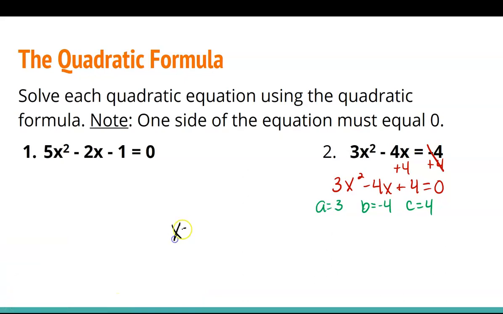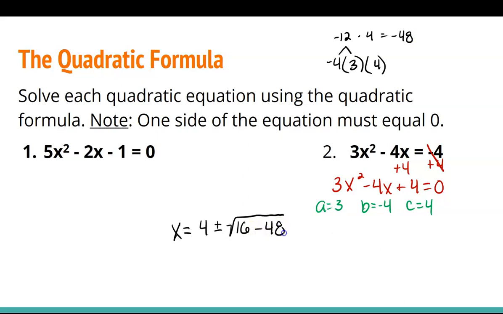So we will have x is equal to a negative b, so that'll be a positive 4, plus or minus the square root of b squared. B squared would be a negative 4 squared, which is a positive 16. Then our minus 4ac, so negative 4 times a times c. Negative 4 times 3 is a negative 12, times 4 would be a negative 48. So we have a minus 48 in here. This is all over 2 times a, which is 2 times 3, which is 6.